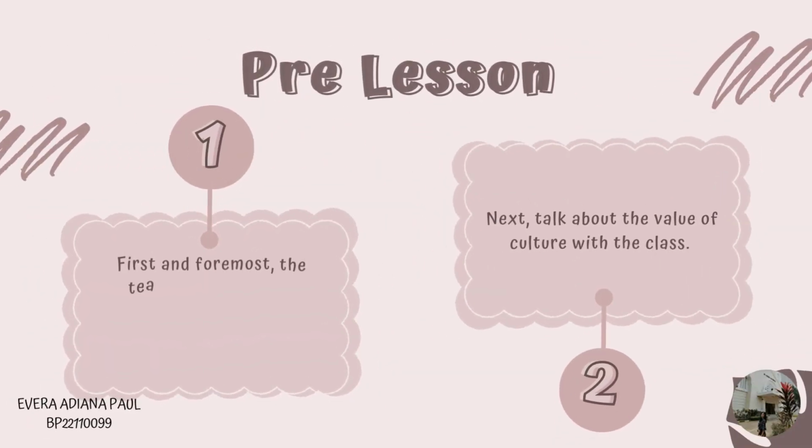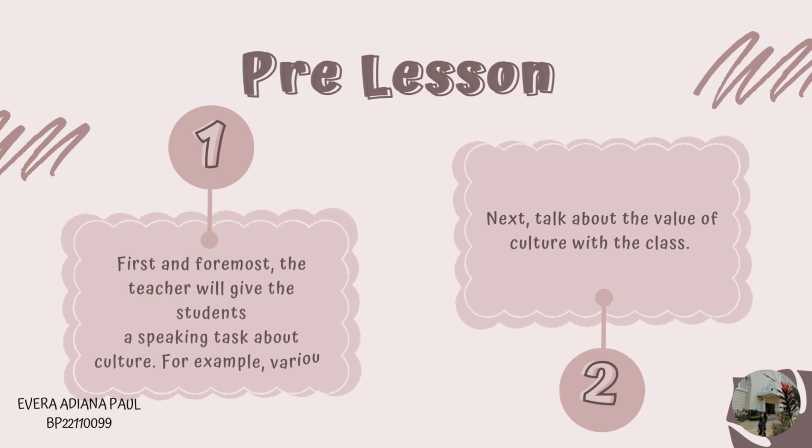For pre-lesson, the teacher will give each student a speaking exercise about culture, such as the various racial cultures found in Malaysia. For example, the teacher can ask the students to discuss their race-related culture. To make it more engaging, the teacher may also invite a representative of each race to share and discuss their culture. Finally, talk about the value and importance of culture with the class as a warm up or to prepare them before the next activity.